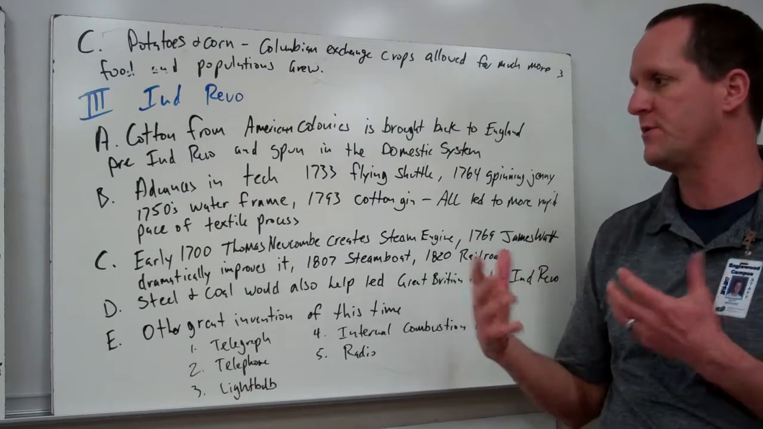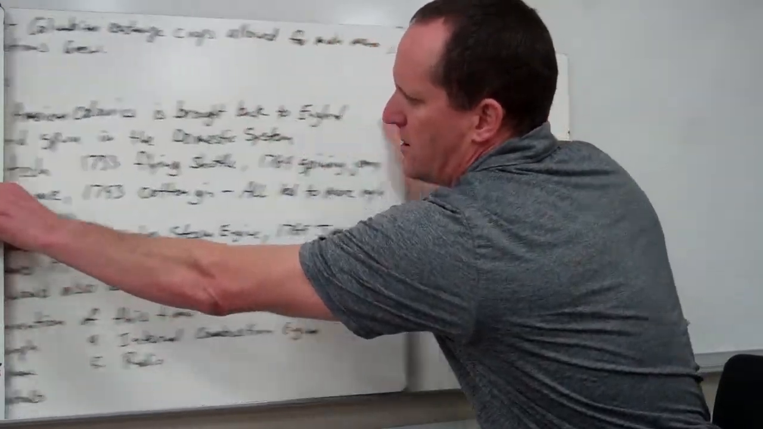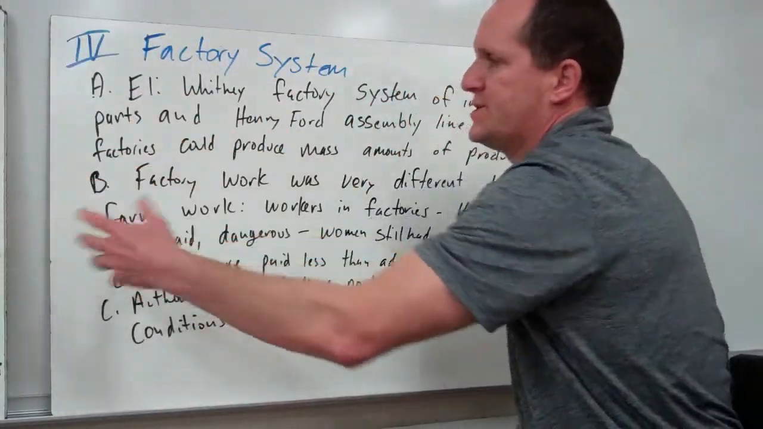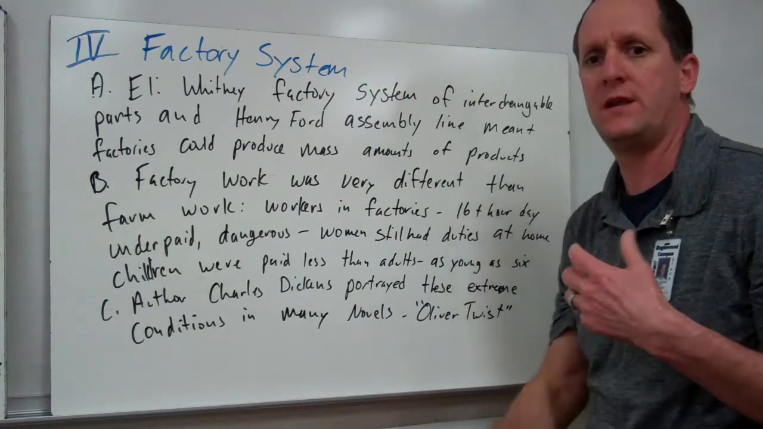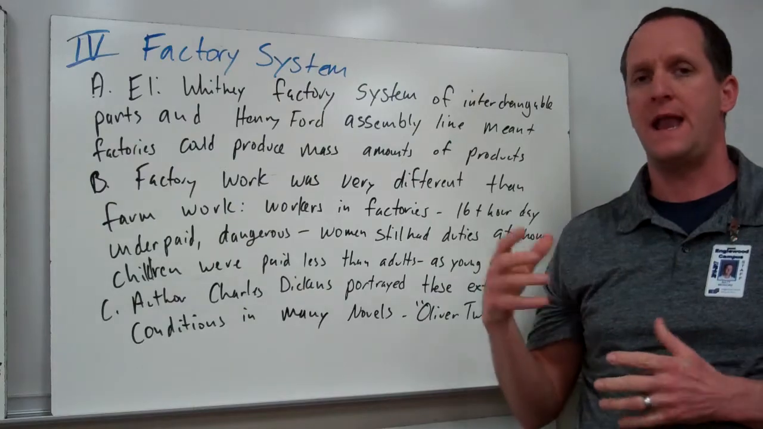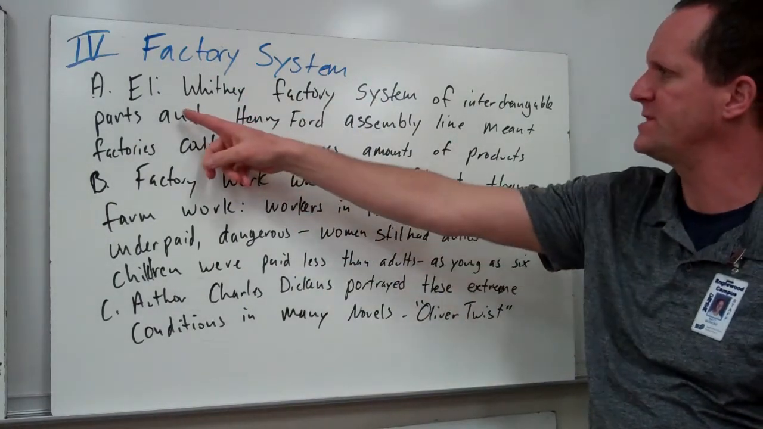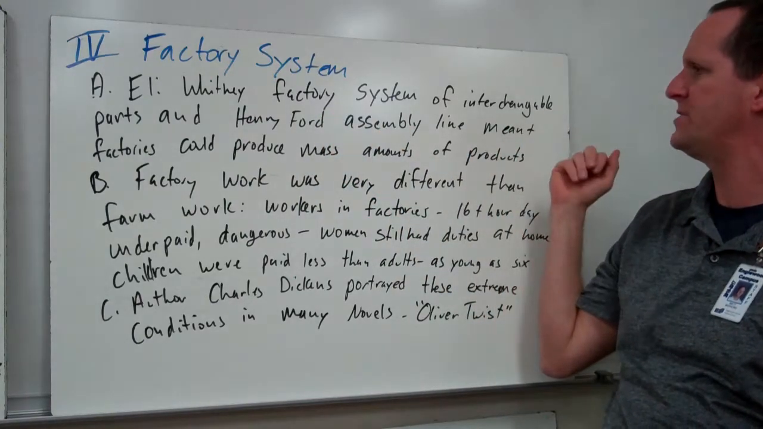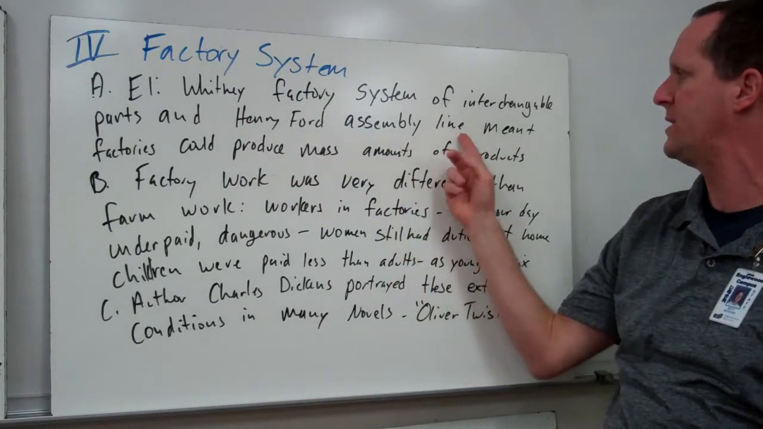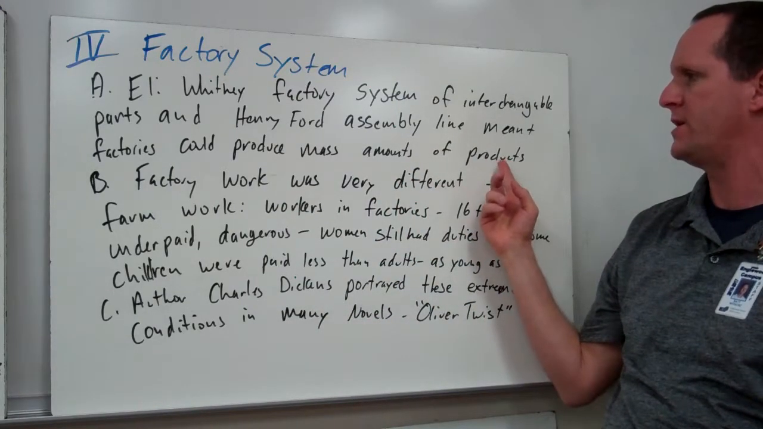So this Industrial Revolution is a huge turning point, whereas before in history, people were using either manpower or horsepower or using livestock. Now they're able to use machines. All right, this all led to the factory system. Eli Whitney's factory system of interchangeable parts and Henry Ford's assembly line meant factories could produce mass amounts of products.